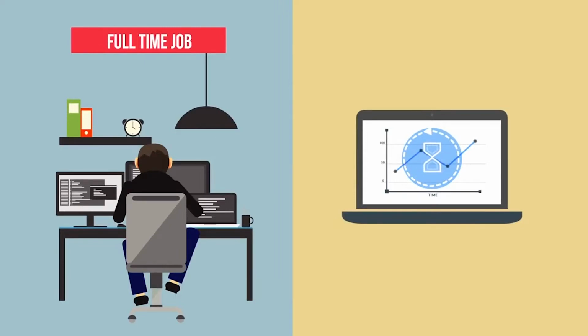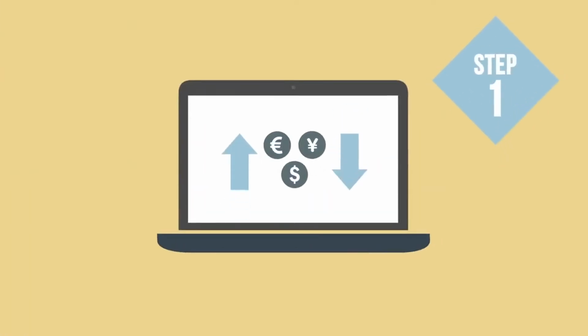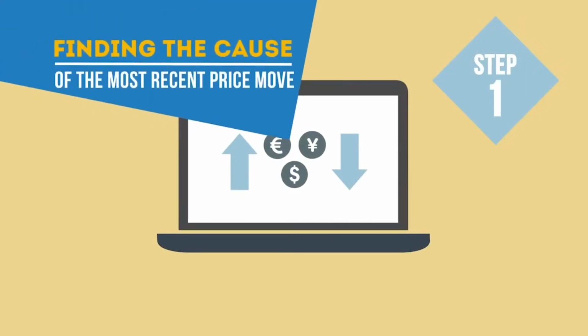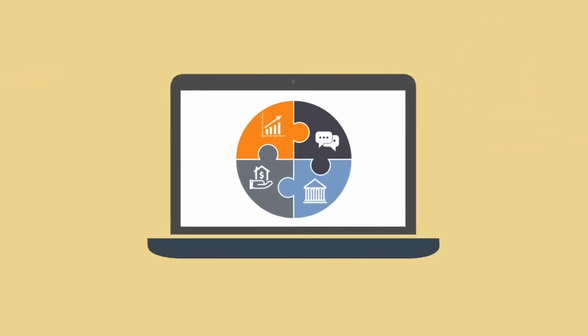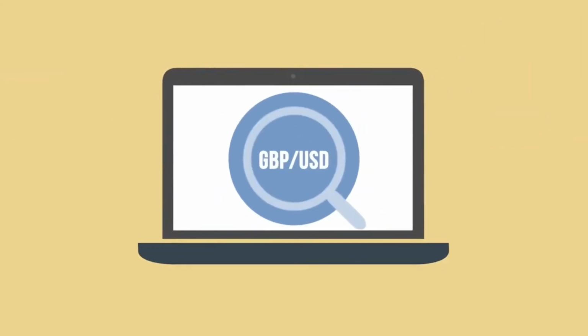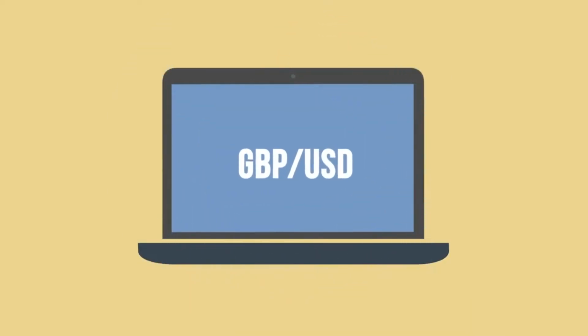The first step we are going to look at when trying to find a longer-term opportunity is that of finding the cause of the most recent price move. This will tell you a lot about whether or not there is an opportunity at all. For example, if your fundamental analysis is telling you to look for buying opportunities on the pound-dollar currency pair, then you need to take a look at that pair and see which way the price has been moving.